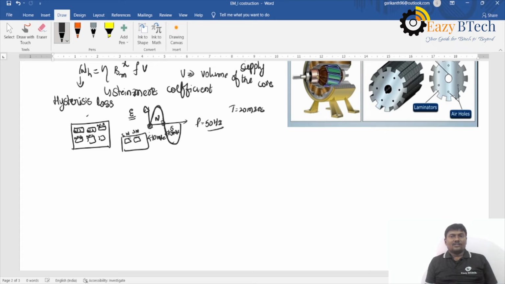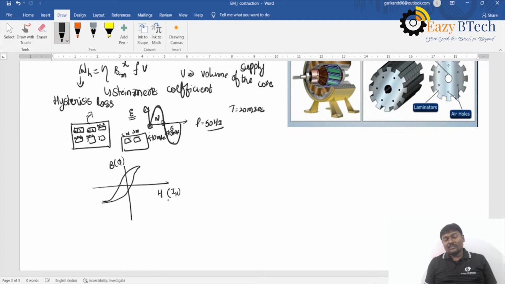Suppose I give one example. If you ride a bike on a straight road, you will go with very high speed, 60 or 70 kilometers per hour. But if there are curved roads, you will not go with the same speed. You will definitely reduce your speed. In the same way, the power required to change the orientation of the molecules is called the hysteresis loss, or the area under the BH curve.